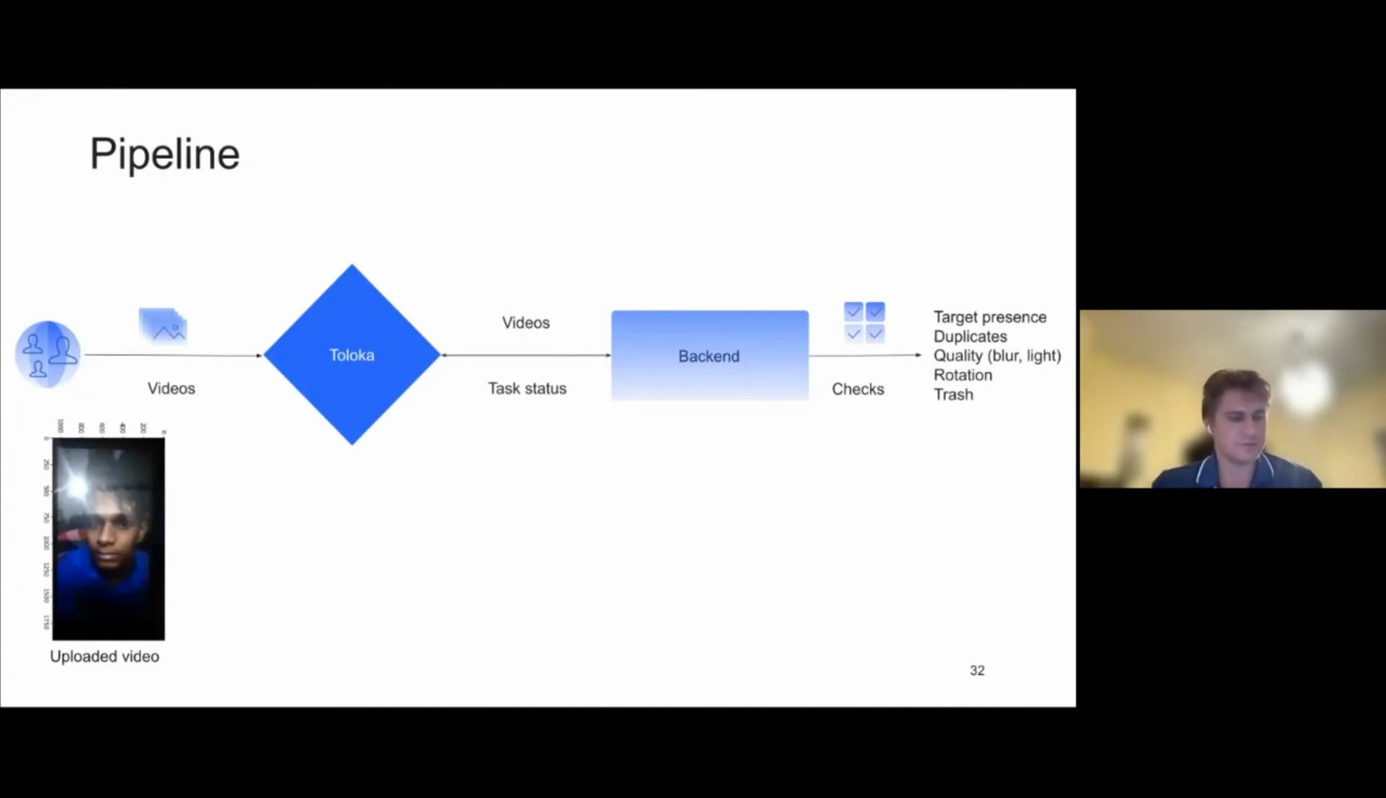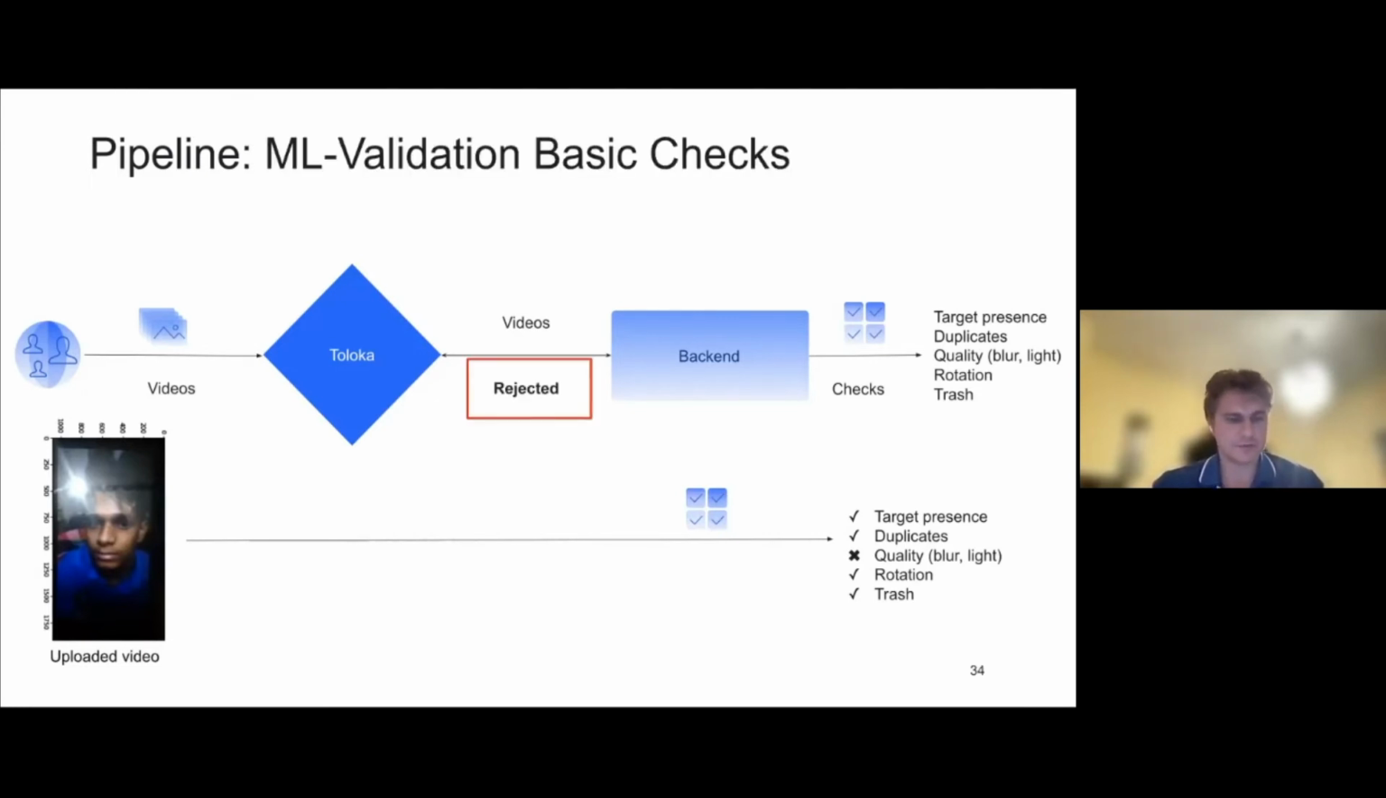And here is an example video. It should not pass some checks, the quality check, because it's too dark and it has a light spot at the same time. So next, we send a response if the task is rejected at this stage. So the video will not flow any further.